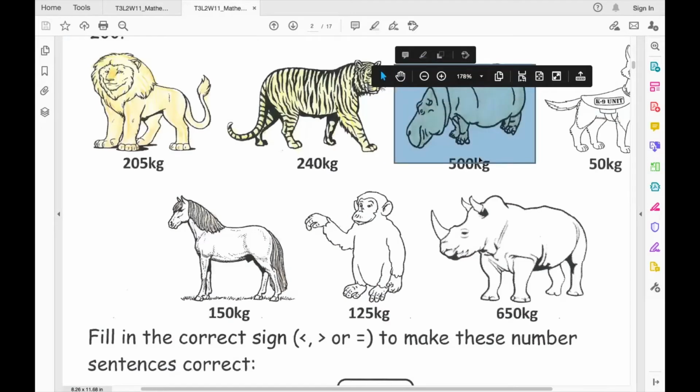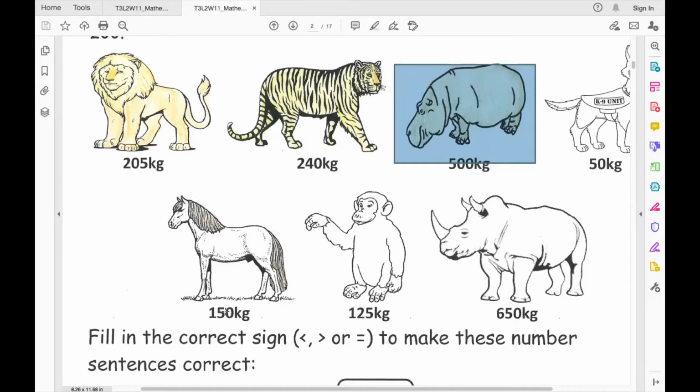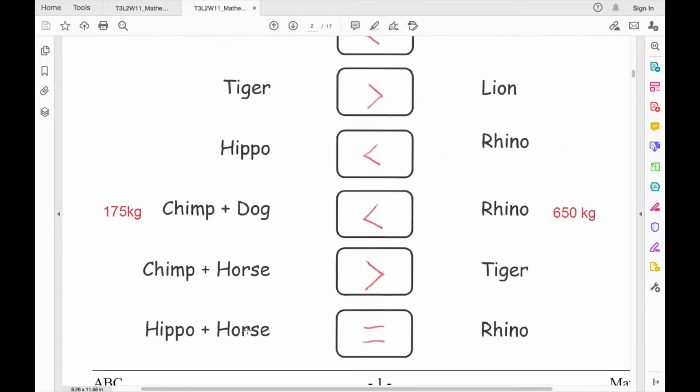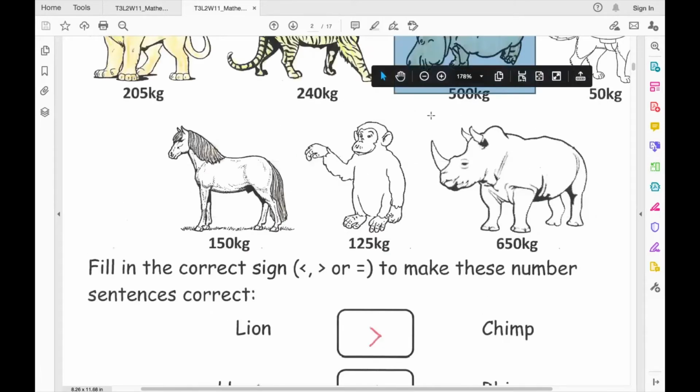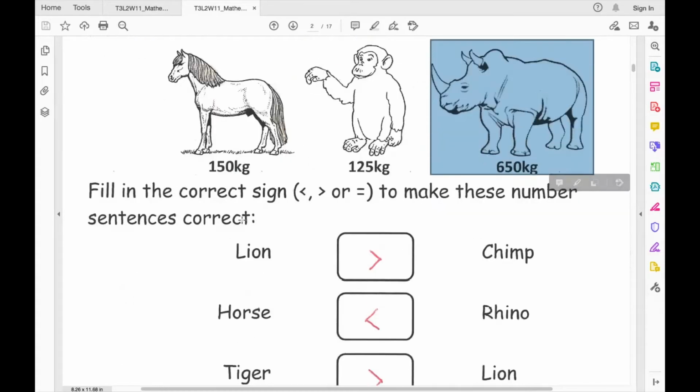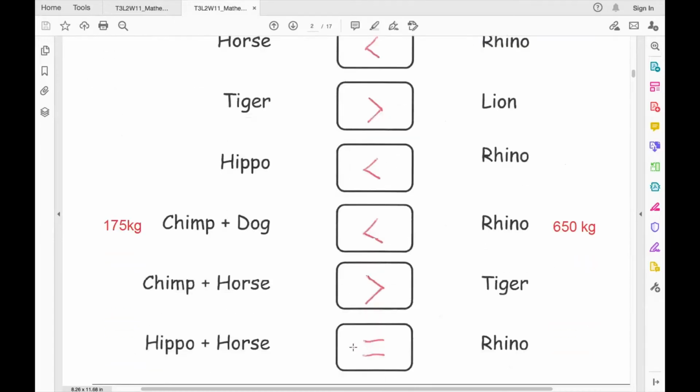Hippo's up here, 500 kilograms, plus a horse over here, 150 kilograms. So 500 plus 150 kilograms would be 650 kilograms. So our hippo and horse is 650 kilograms. How much does our rhino weigh? Well, let's find the rhino. It's over here. Our rhino weighs 650 kilograms as well. That means they must be equal. So that's why we're going to equal sign there. That means the hippo and the horse weigh the same as the rhino.